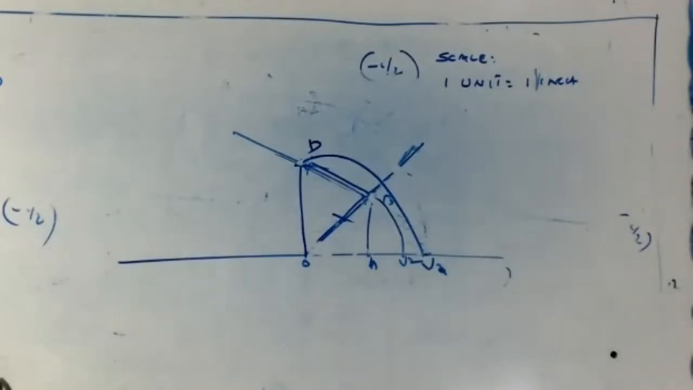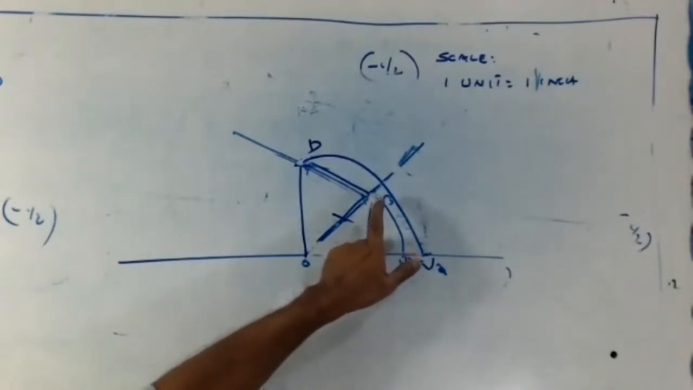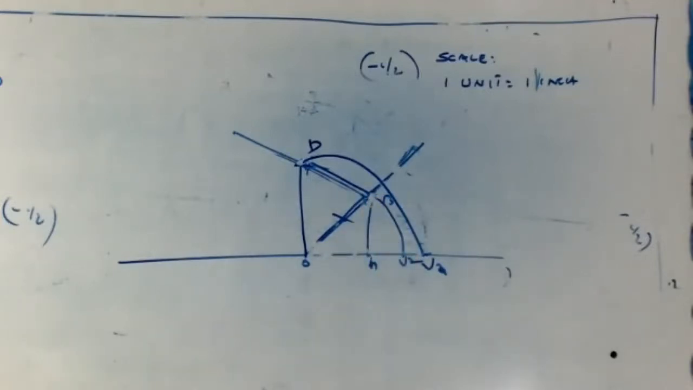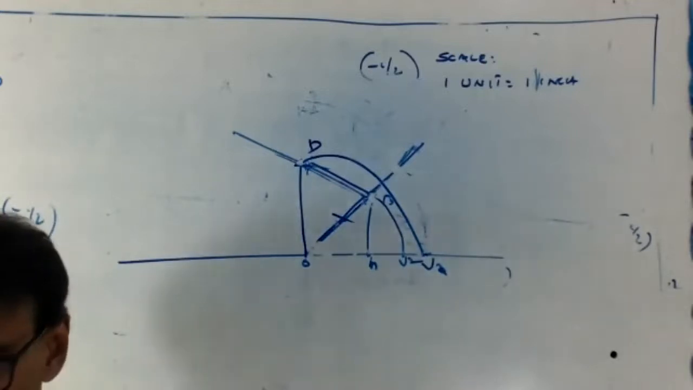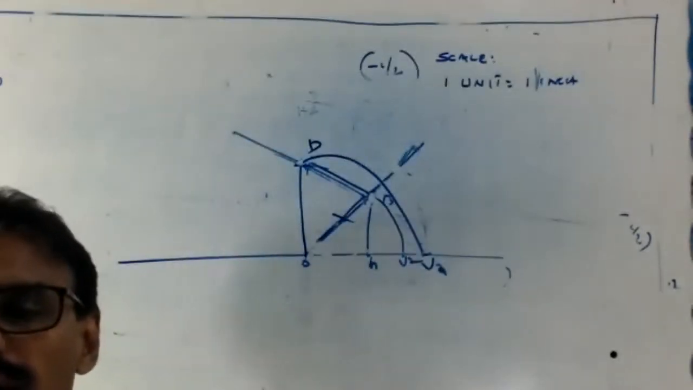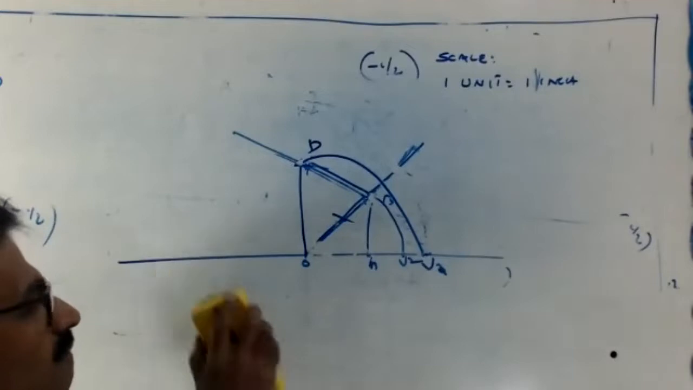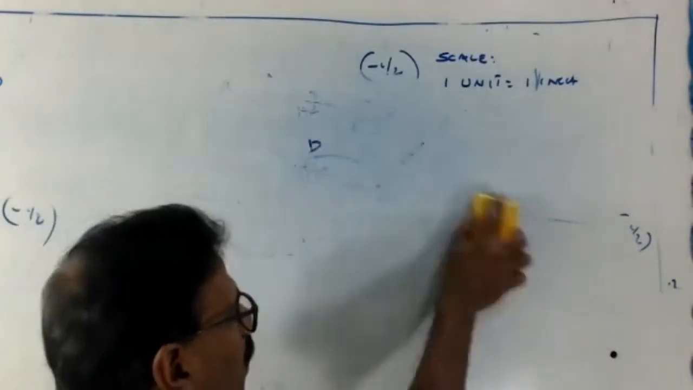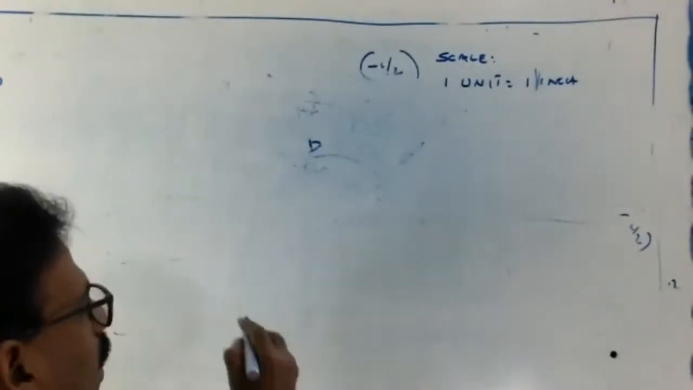Draw OD, OA, B. Draw BD perpendicular to AB. Look.